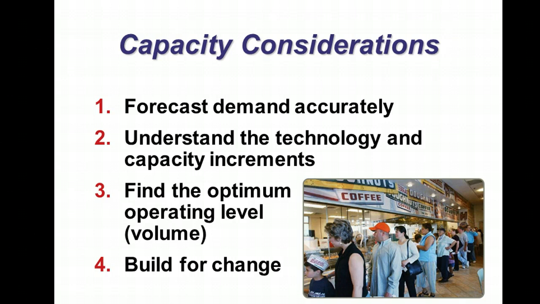And then the optimum operating level, there's going to be a certain efficiency, a certain level that's going to be more efficient than others. And then build for change. If you can, you would allow some flexibility in terms of change.